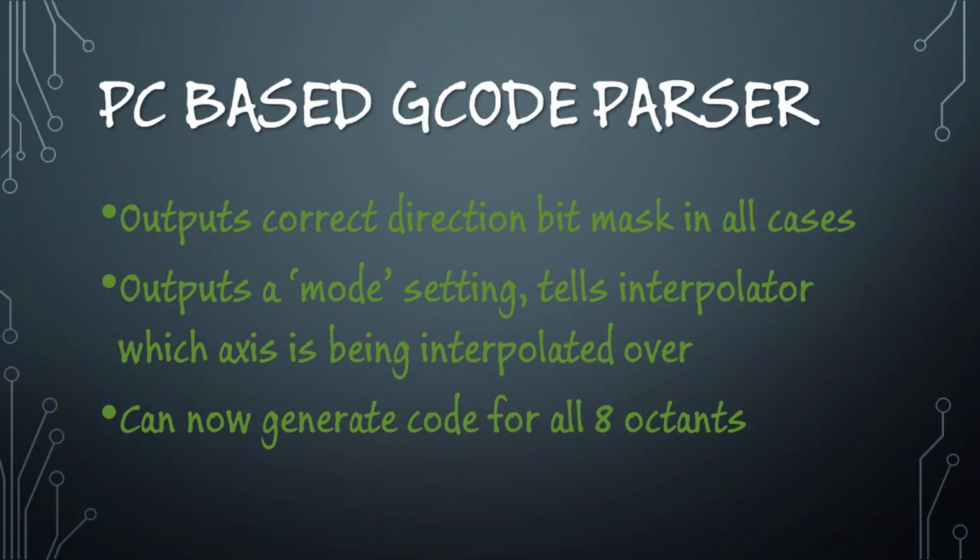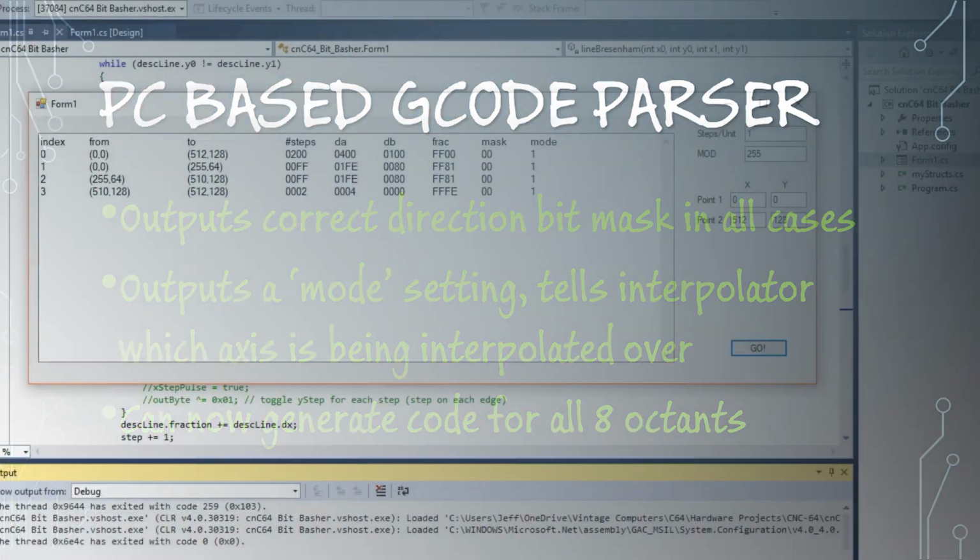The G-code parser had just a few improvements. It now outputs the correct direction bit mask in all cases, and it outputs a mode setting that tells the interpolator which axis is being interpolated over. In other words, if the delta X or delta Y is greater. So now we can generate the correct code for all 8 octants. Let's take a look at that.